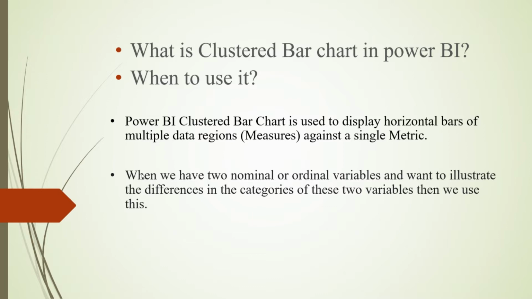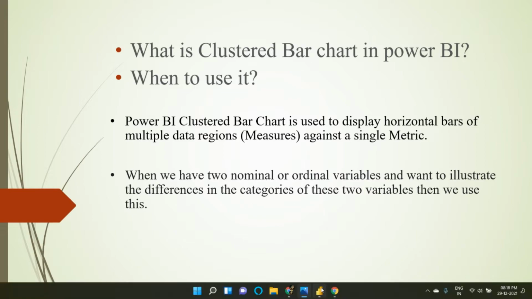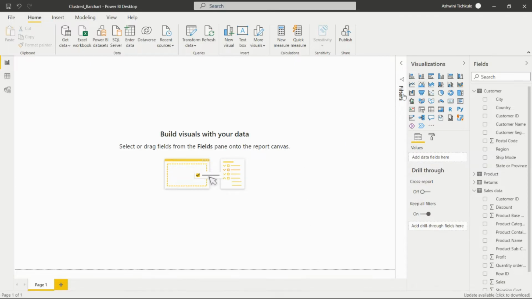And when do we use it? When we have nominal or ordinal variables and we want to illustrate the differences in the categories of these two variables, then we can use this. So we have one column of the different categories, or we can add two or three columns for the bars, and we can take one column in the axis, then we will get the clustered bar chart. Okay, so let's see in Power BI Desktop how to create this clustered bar chart.